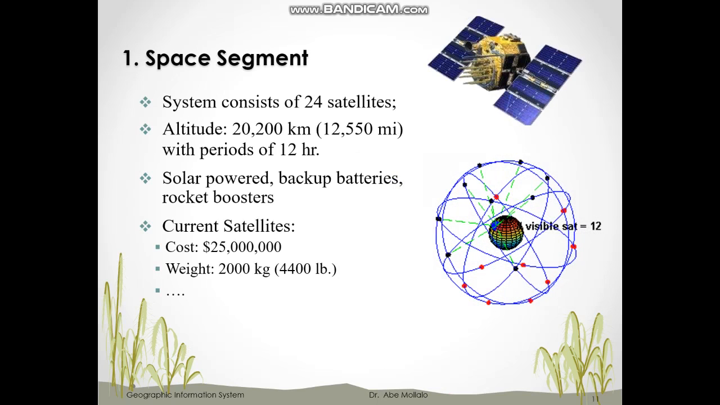A space component refers to the satellites. The system is composed of 24 satellites, and they are orbiting around the Earth at an altitude of almost 20,000 kilometers or 12,500 miles above the Earth's surface. So it takes 12 hours for each satellite to orbit the Earth, so every day they orbit the Earth twice. And the satellites are solar powered. They also are equipped with backup batteries and a rocket booster to adjust their orbits. Each satellite costs $25 million, and they weigh 2,000 kilograms or 4,400 pounds.